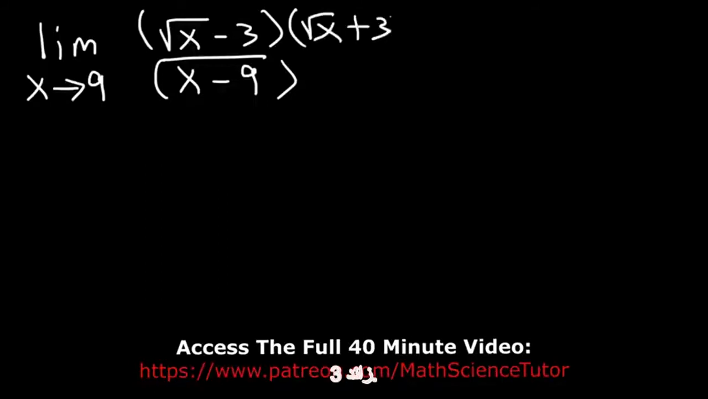So here's another example. What is the limit as x approaches 9 of square root x minus 3 over x minus 9? So what should we do if we're dealing with square roots? What I recommend is to multiply the top and the bottom by the conjugate of the expression that has a square root. So the conjugate of square root x minus 3 is square root x plus 3.